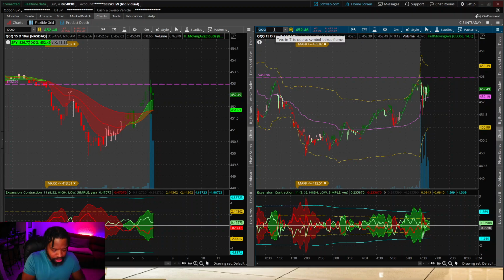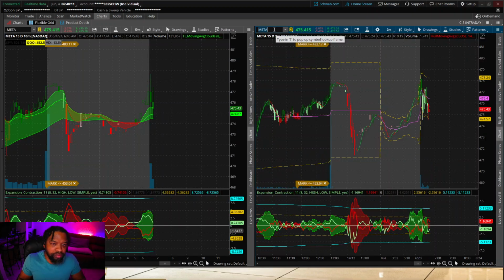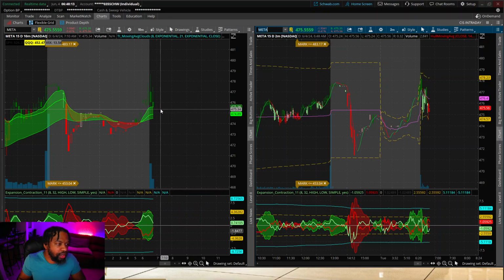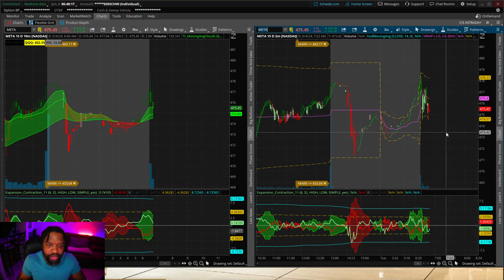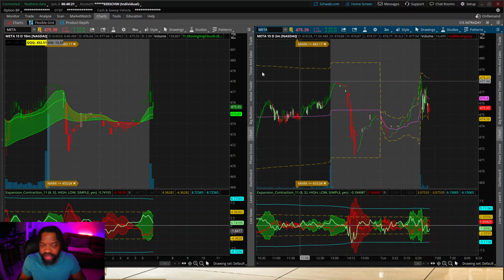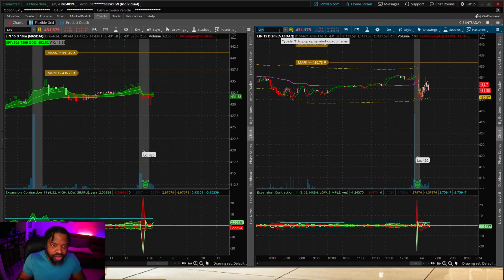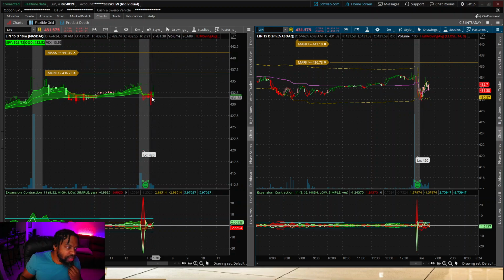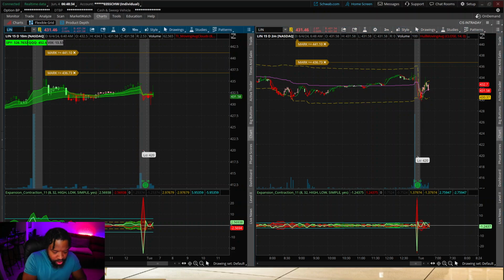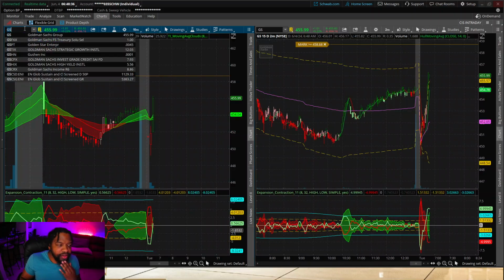So let's go look at the META here. Nice little run to the upside. Now it's kind of back in the range, but I'm not liking what I'm seeing on the 2 minutes as it builds orders kind of to the downside there. So we'll hold off on that. We'll rotate into Lin for you guys. Still kind of going sideways. So we'll just be patient. We don't really have to take a play on that.